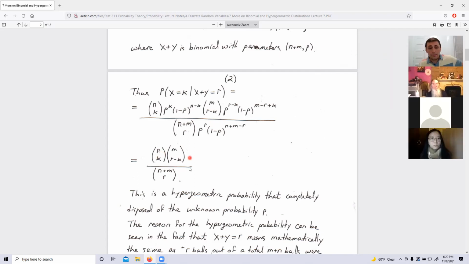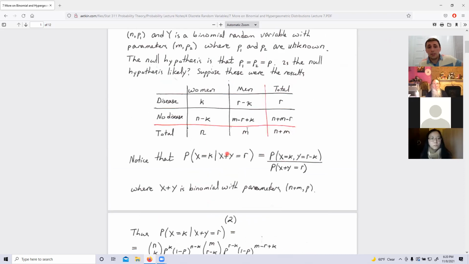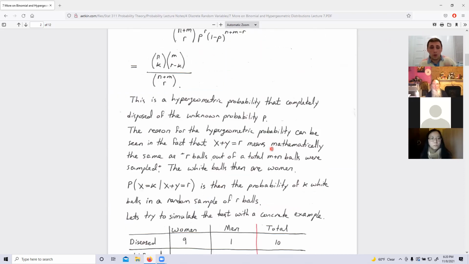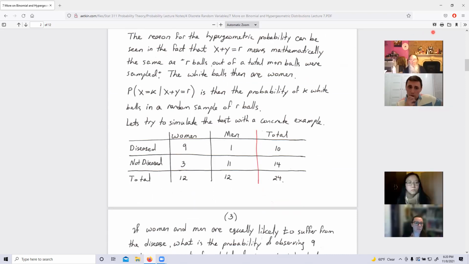So this is what we have gotten. This is the ratio, and this is the probability that we see this particular table. Let me show you with a concrete example of how that might work. Suppose that I do a study and I try to find how frequent a particular disease is, and I had a total of 24 study objects, and out of them 10 got sick. Now, out of those 10, 9 are women and 1 is a man.